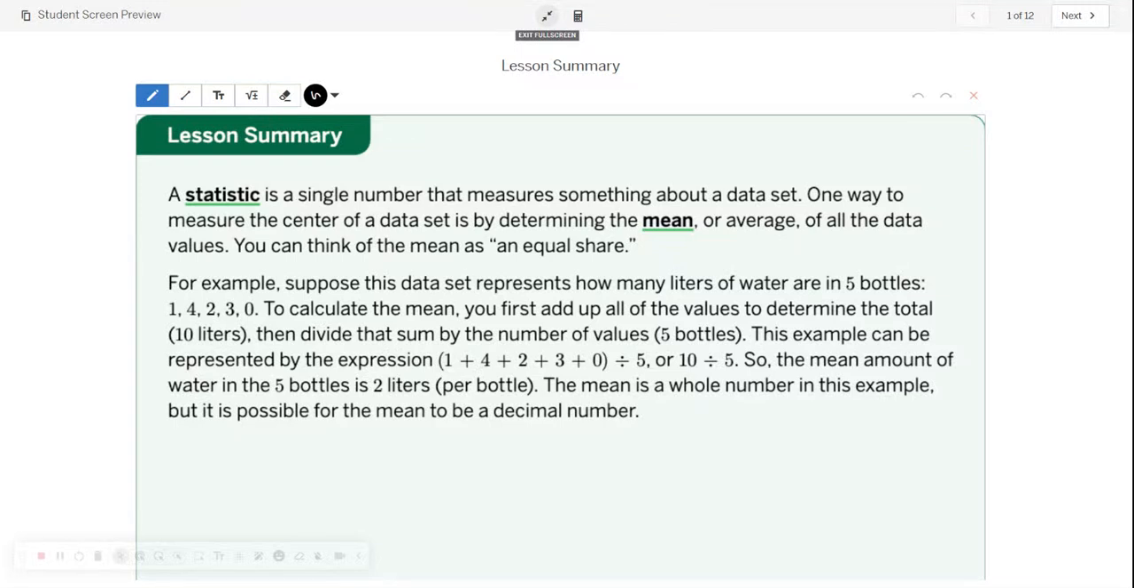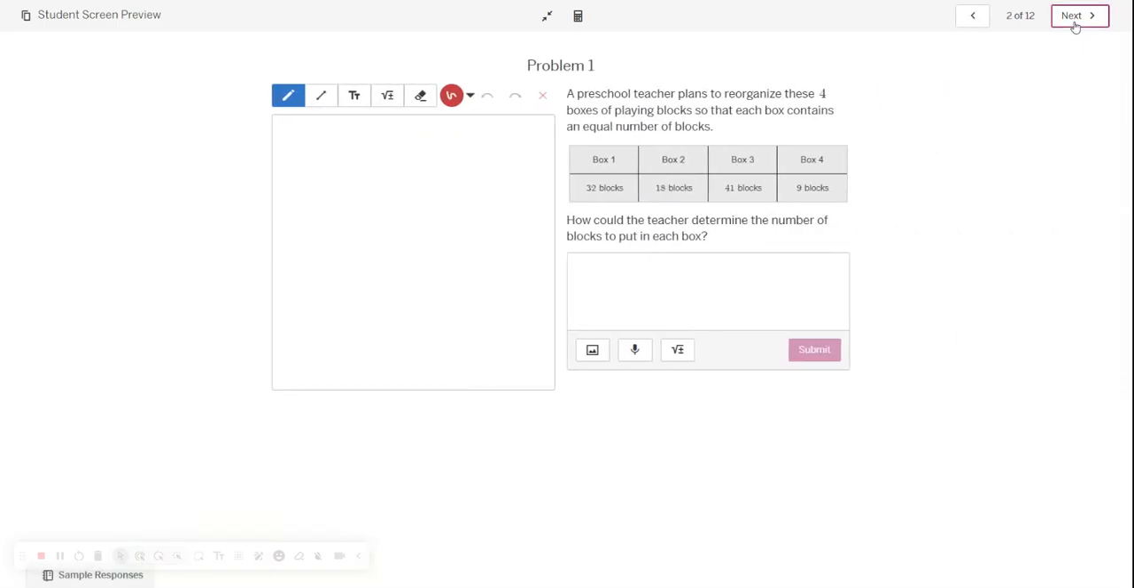Okay, so today we talked about a statistic called the mean. The mean or average means that everybody's going to get an equal share. It can be a decimal answer, it can be a fraction answer. You add them all up and divide by how many numbers there are, and zero counts. If I got a zero on a test, it would definitely affect my average. And so let's take a look at these.